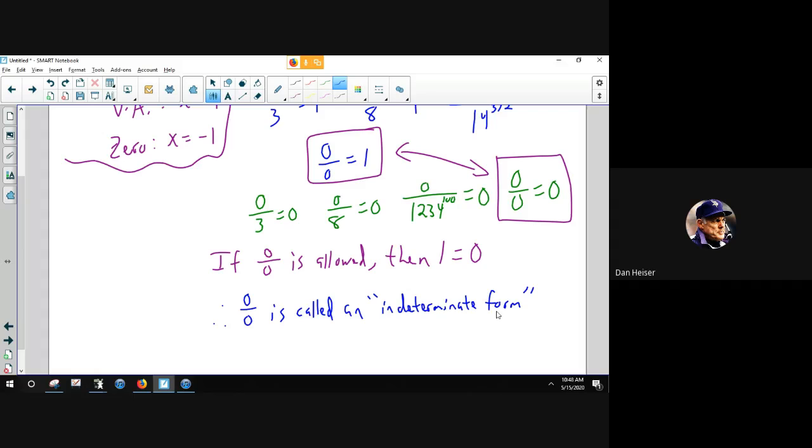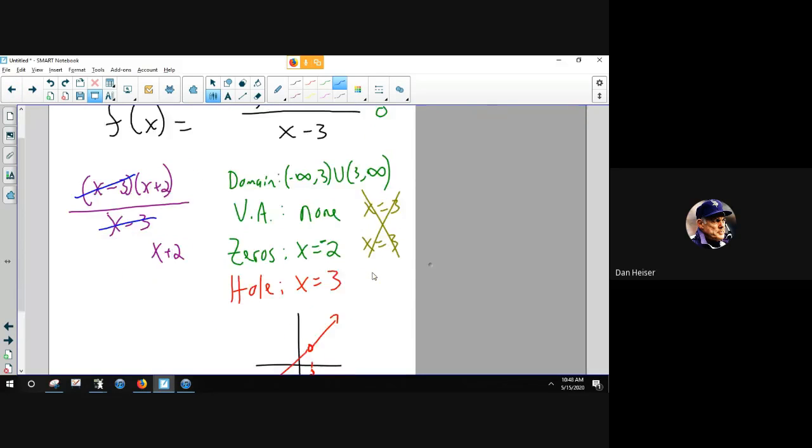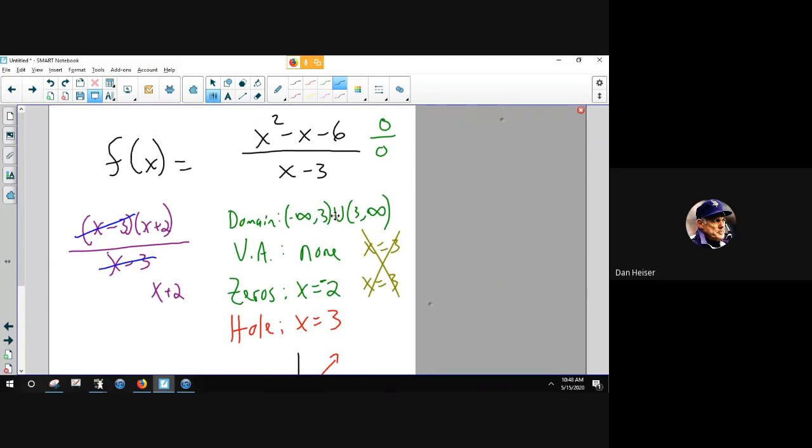By the way, calculus people, you will like 0 over 0 next fall, because when you get 0 over 0 doing certain types of problems, things get really nice. I'll leave it there. So let's go back to our example here. By plugging in 3, we get this indeterminate form.